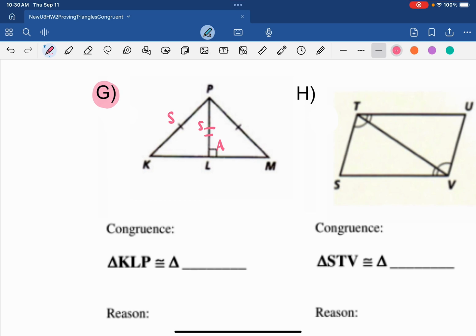Now, whenever I look at these, I know that side, side, angle is not a thing, right? Because it's no donkeys. But if we look at this from the perspective of having a right triangle, not only do I have a right angle, but I have the hypotenuses out here on the edge, and this reflexive piece are the legs. So this is hypotenuse leg congruence. If I name the one on the left KLP, then the one on the right has to be MLP.